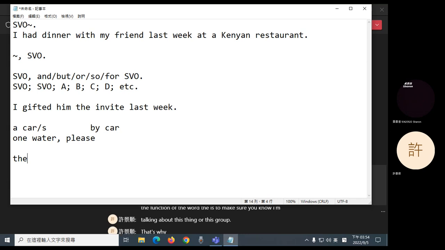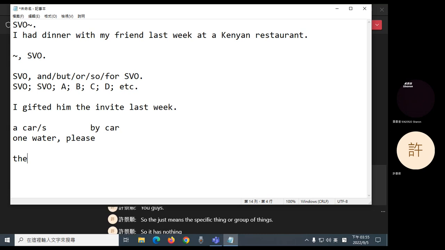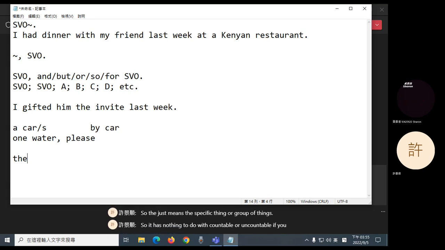That's why grammar teachers will tell you if there's only one, use the, right? The best, the highest, the teacher. In this room, there's only one teacher, so you use the. But you can also say the students. Because in this room, there's only one group of students, you guys. So the just means the specific thing or group of things. So it has nothing to do with countable or uncountable. If you need to specify, add the word the. Clear? Do you have questions?